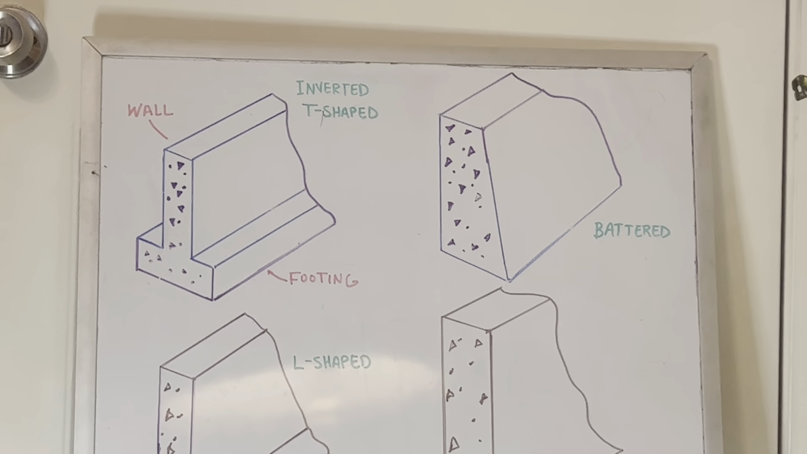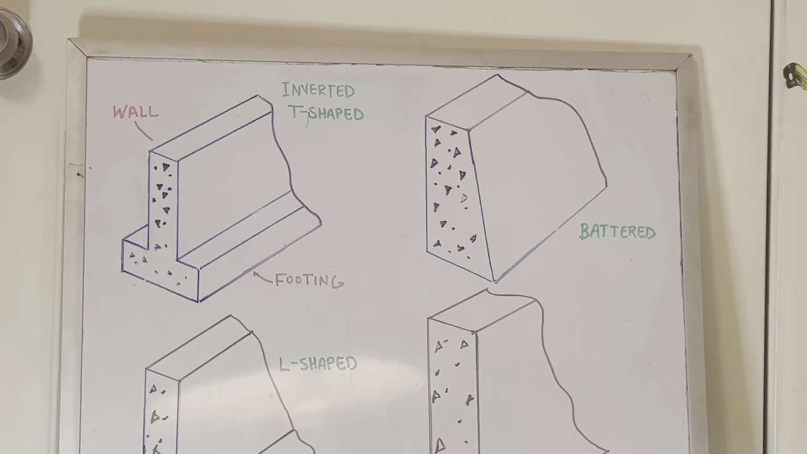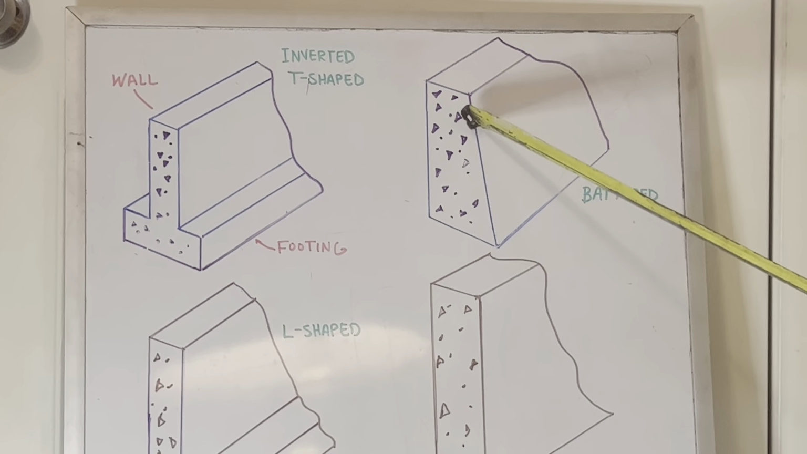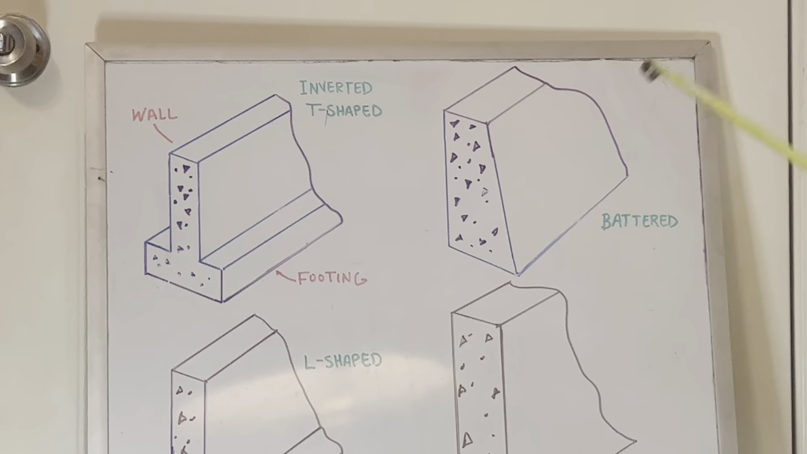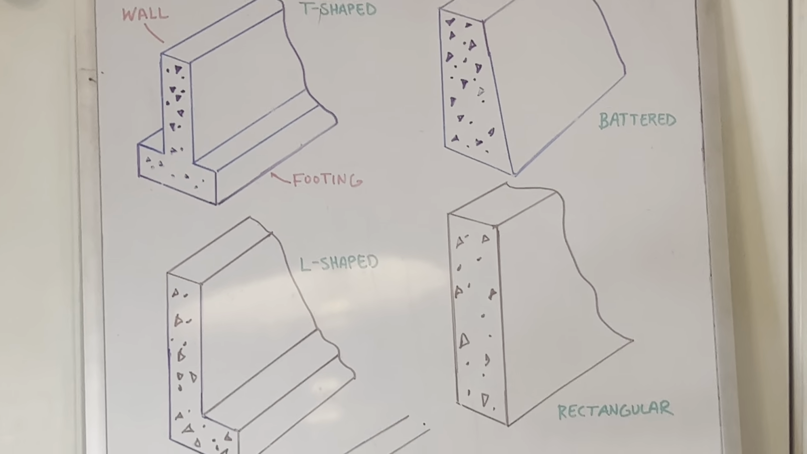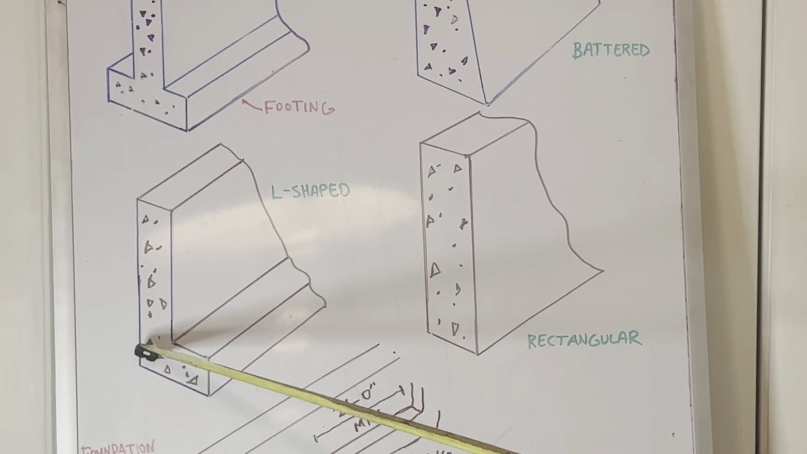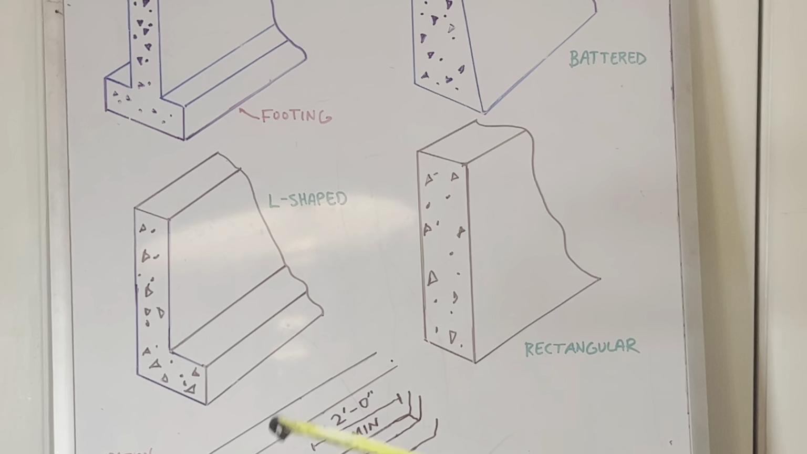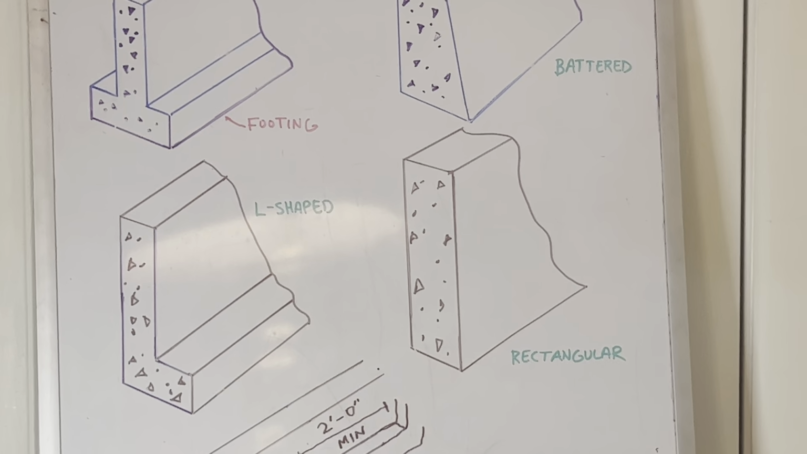The sides of a battered foundation are wide at the base and tapered toward the top. You see this battered? It's wider at the base and it comes up and it gets narrower. Okay, it's tapered at the top. An L-shaped foundation is similar to an inverted T foundation. See this? It's similar to the inverted T over here, okay? But the footing extends from only one side of the foundation wall, as you can see right here.